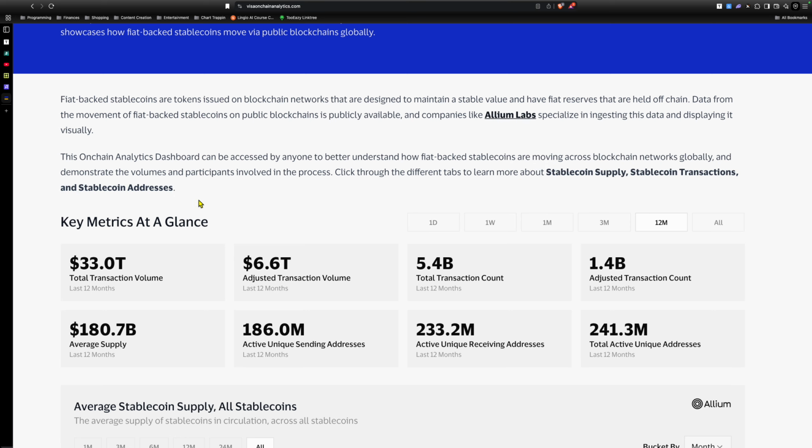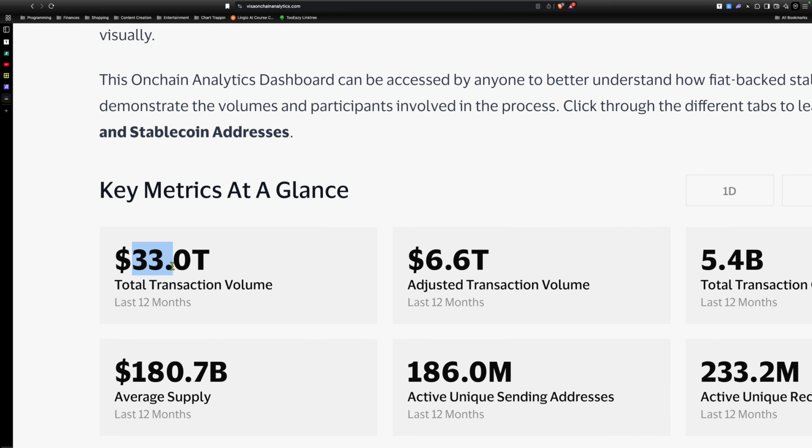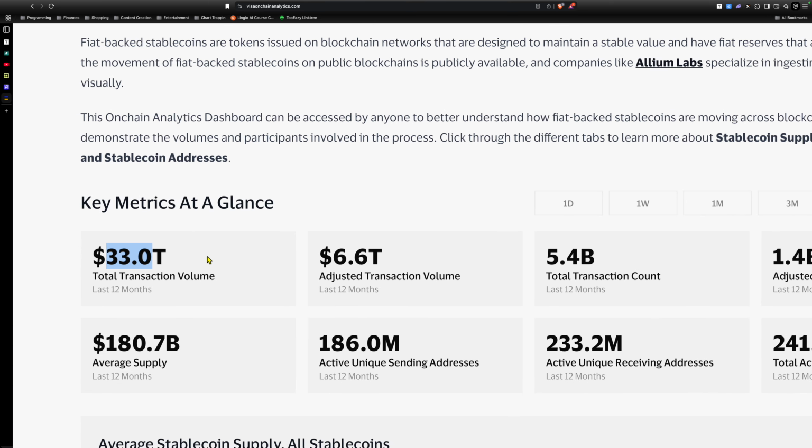They're tracking stablecoin supply, transactions, and addresses. Look at how much stablecoin transaction volume there's been in the last 12 months. $33 trillion of US dollars. Or, well, it's USDC, but essentially it's US dollars. 33 trillion. But they say that crypto is a scam market and you can't trust it. It's 33 trillion over here. You know what I'm saying? That's a lot of money. We got a lot more money to go.